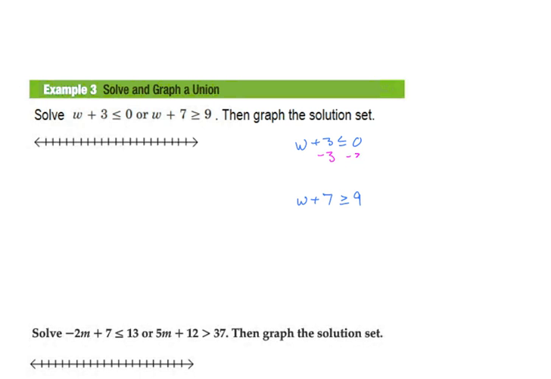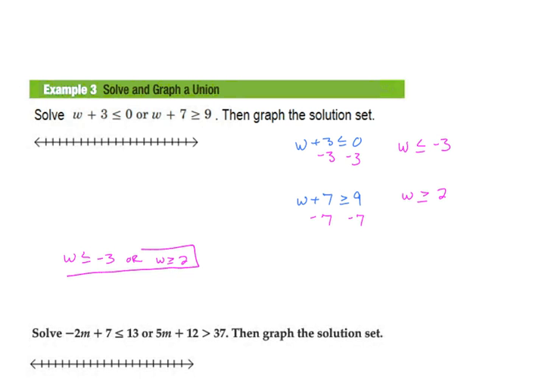So subtracting 3 from here, we know that our W can be less than or equal to 3, or our W can be greater than or equal to 2. So when we rewrite this, again, we're going to say W can be less than or equal to -3, or we do have to put that or in there, W can be greater than or equal to 2.